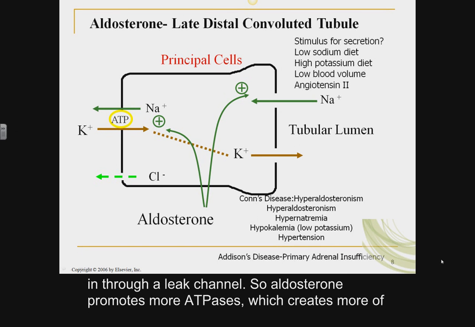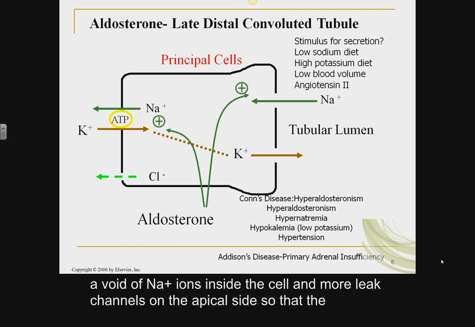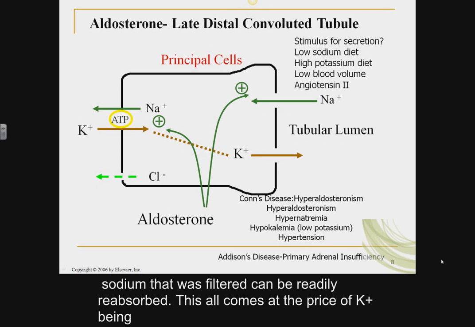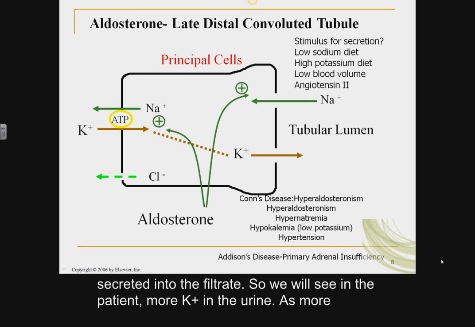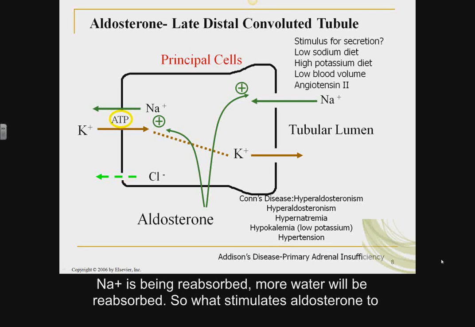through a leak channel. So aldosterone promotes more pumps, ATPases, which creates more of a void of sodium ions inside the cell, and more leak channels on the apical side so that the sodium that was filtered can be readily reabsorbed. This all comes at the price of potassium being secreted into the filtrate. So we will see in the patient more potassium in the urine. As more sodium is being reabsorbed, more water will be reabsorbed.